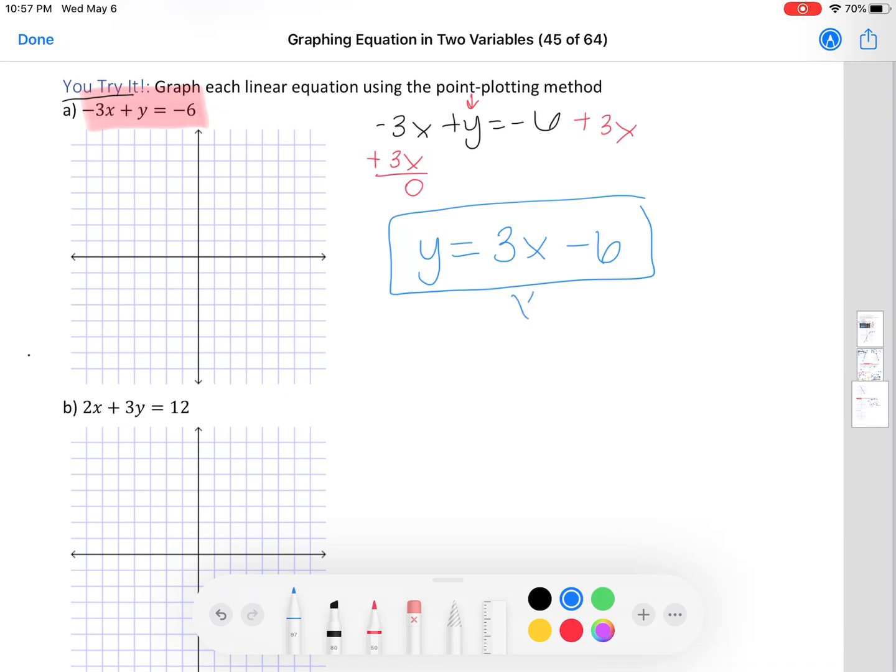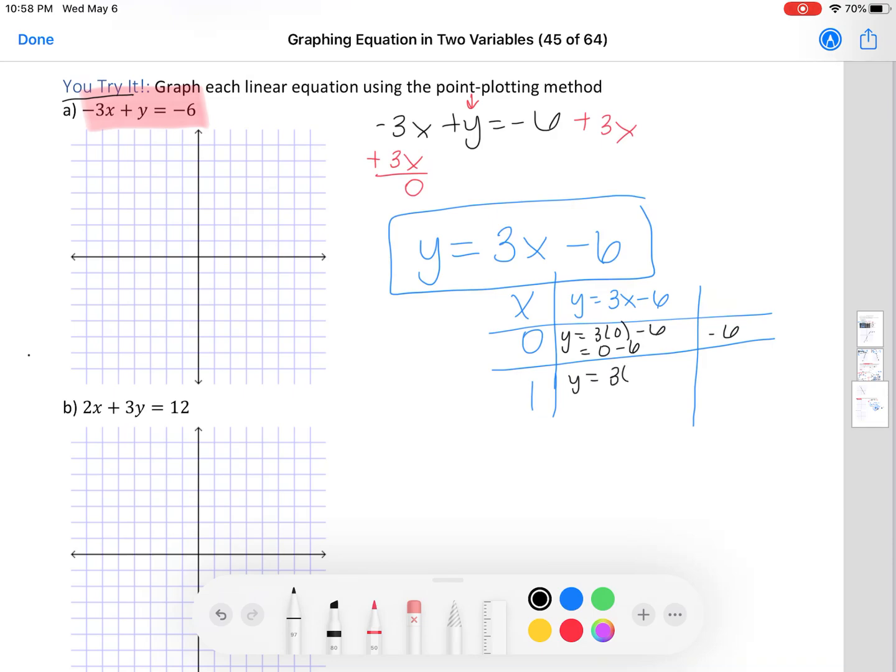So let's go ahead and choose some points to plot. Let's do 0. Let's do one more. Let's do 2 points. Our equation is y is equal to 3x minus 6. If I substitute in a 0, I'm left with 3 times 0 minus 6. 0 minus 6, we get negative 6. 3 instead of x, I'll write 1, 3 times 1 minus 6. 3 minus 6, negative 3. So points I'm left to graph are 0, negative 6 and 1, negative 3.